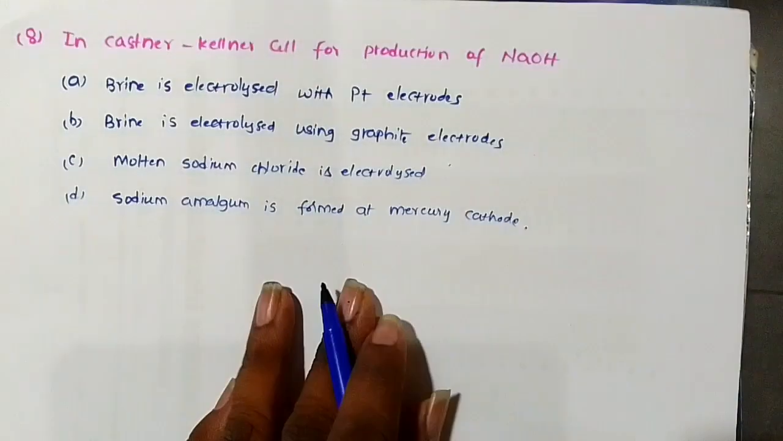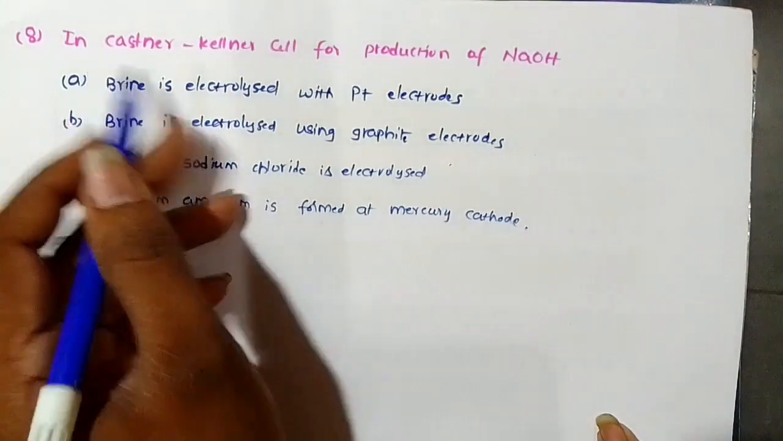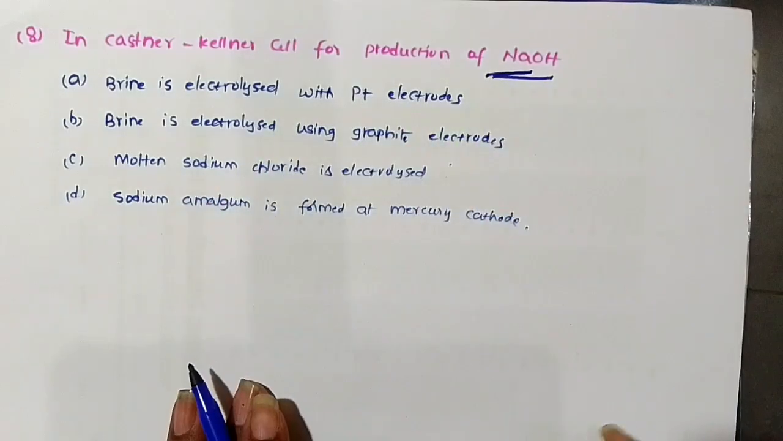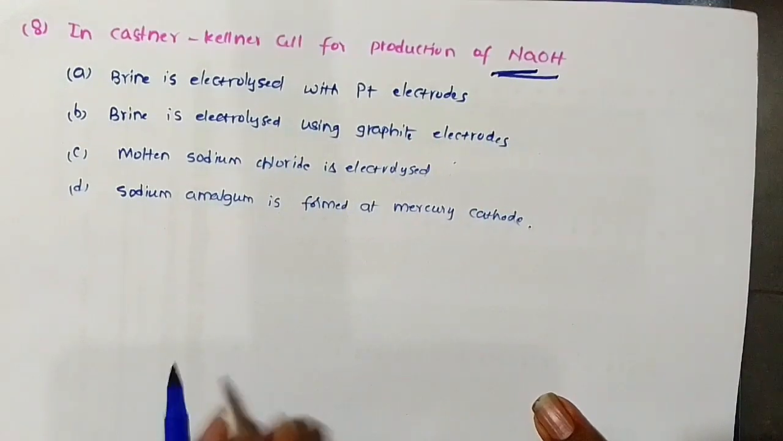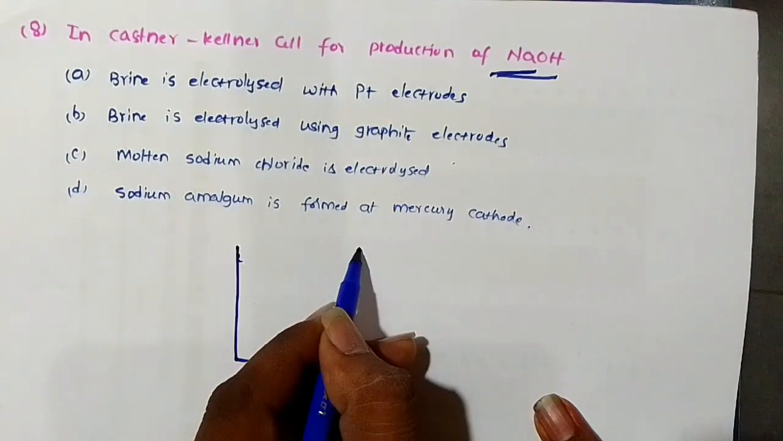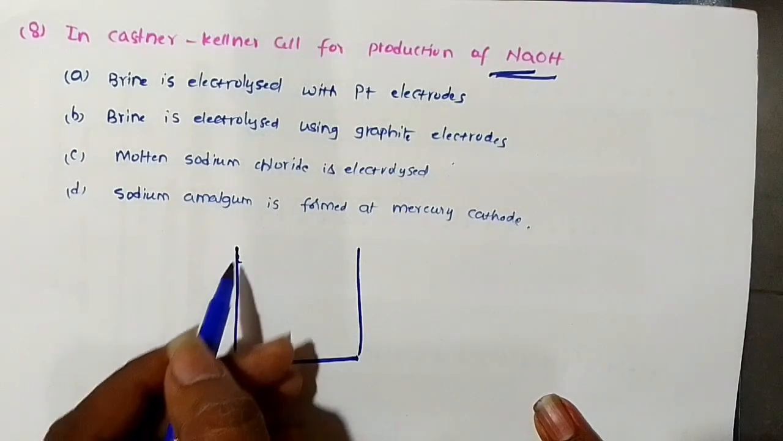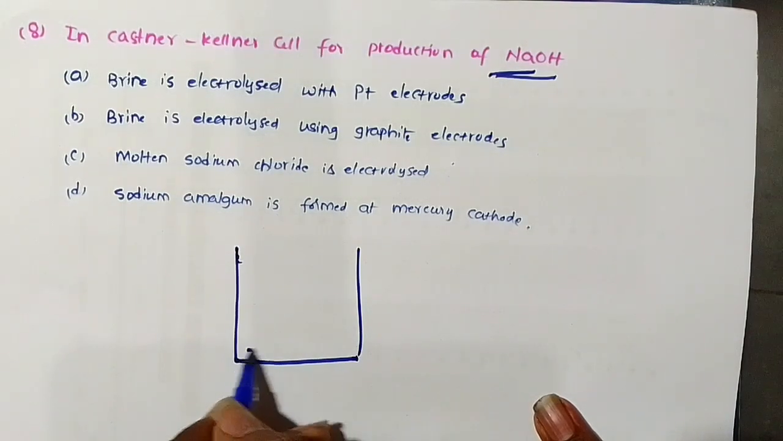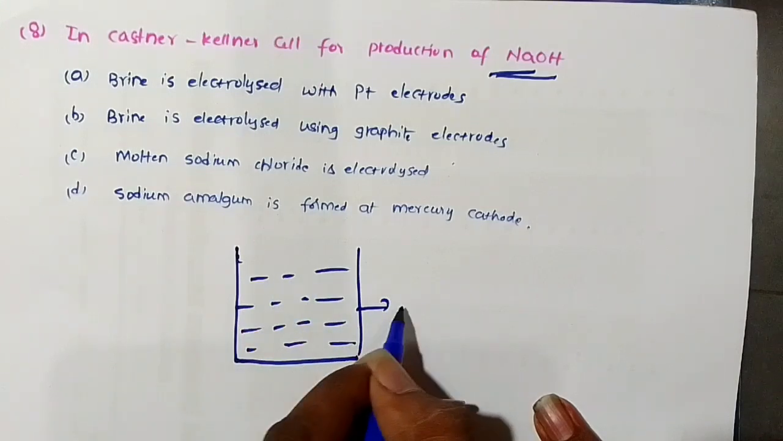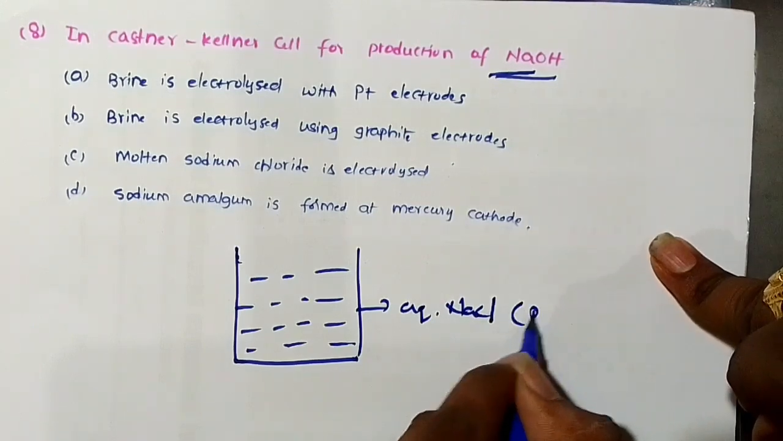Now coming to the 8th question. In the Castner-Kellner process, in the Castner-Kellner cell, sodium hydroxide is prepared. This is one of the electrolytic processes. In this process, take the electrolytic cell, and the electrolyte is a brine solution, that is, an aqueous solution of sodium chloride.